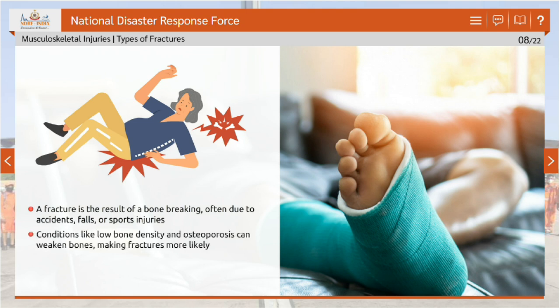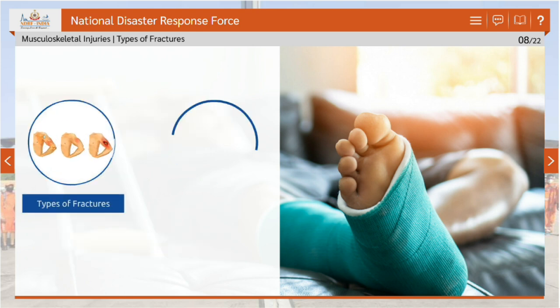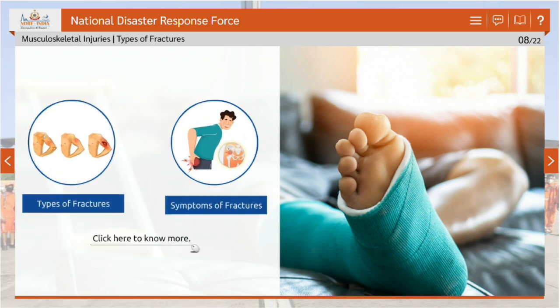Other causes are low bone density and osteoporosis, which cause weakening of the bones. Overuse can cause stress fractures, which are very small cracks in the bone. Click on the respective pictures to know more about the types and symptoms of fractures.